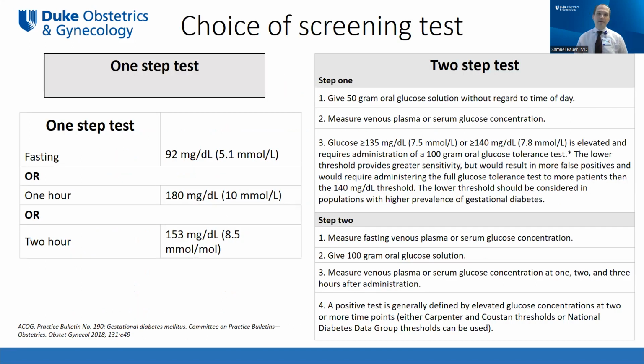We will talk about different types of screening tests in this presentation. There's a one-step test and a two-step test that have been advocated by the American College of Obstetricians and Gynecologists. Here at Duke, we tend to use the two-step test, regardless of the gestational age. Others use a one-step test. The most important thing in general is that you have standardized this throughout your health system so that everyone's talking the same language.